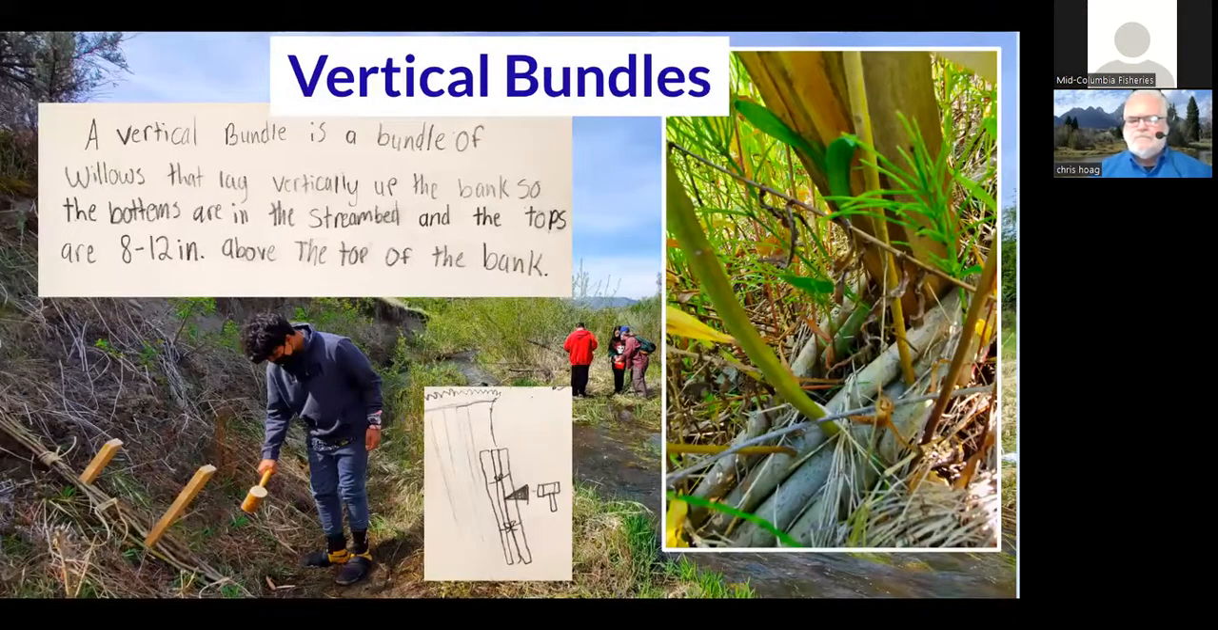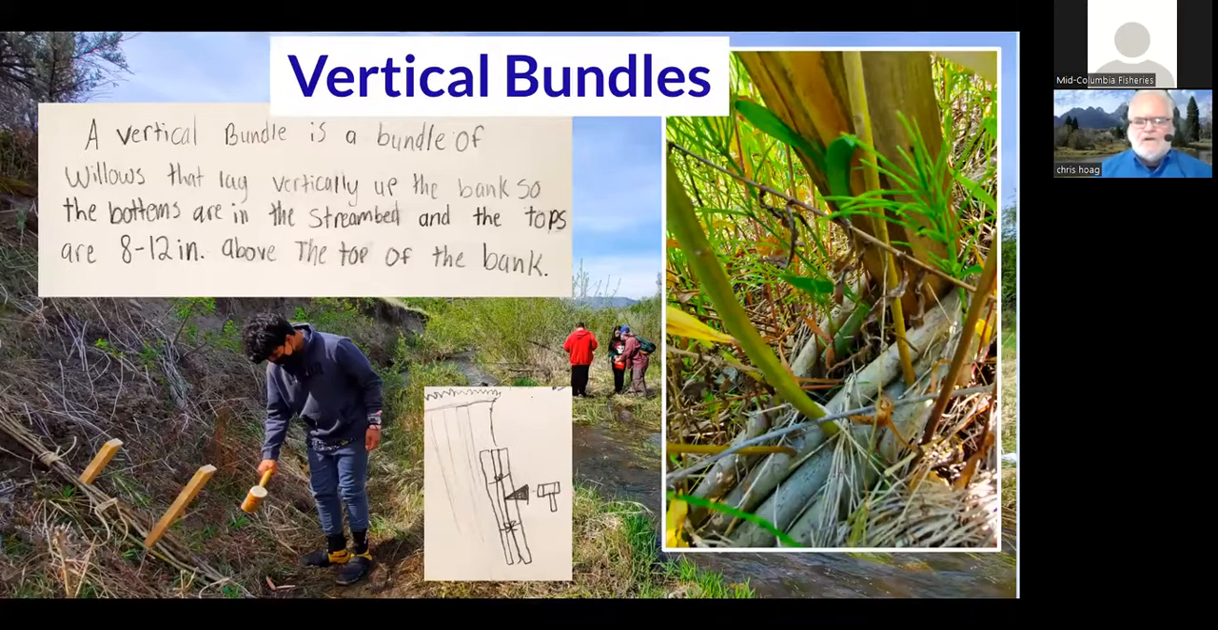Okay. Vertical bundles are something that Chris has already mentioned, and a really great treatment for going from the toe zone all the way up the bank. They're placed vertically instead of horizontally, but other than that, they function similar to a fascine. Here's a definition: a bundle of willows that lay vertically up the bank so that the bottoms are in the stream bed and the tops are 8 to 12 inches above the top of the bank. And that 8 to 12 inches above the top of the bank allows the top to get a lot of sun, so it'll sprout leaves and stems.